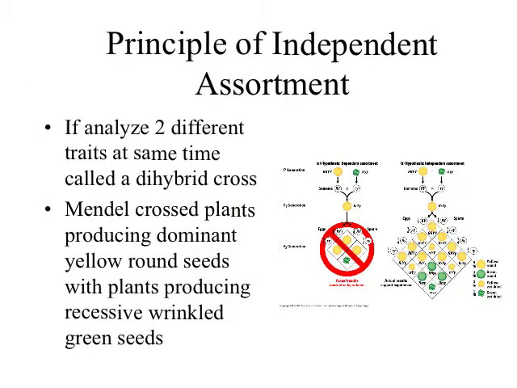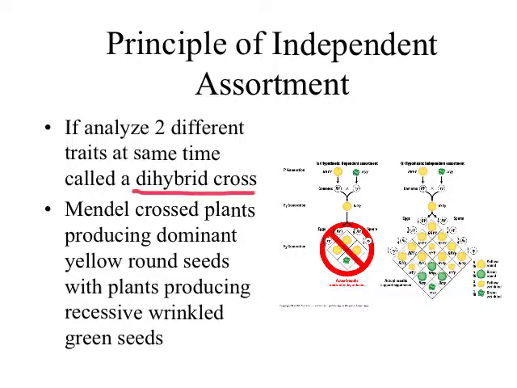Okay, so let's talk about the principle of independent assortment. So now we're going to expand our thinking. Instead of just looking at flower color, we're going to look at 2 different traits at the same time. When we do that, it's not called a monohybrid cross anymore, because remember, mono meant 1 trait. It's called a dihybrid cross. So dihybrid crosses, we look at 2 traits at the same time.